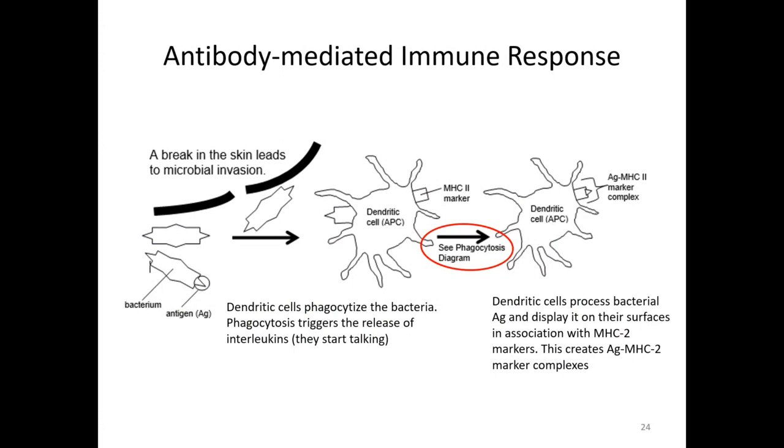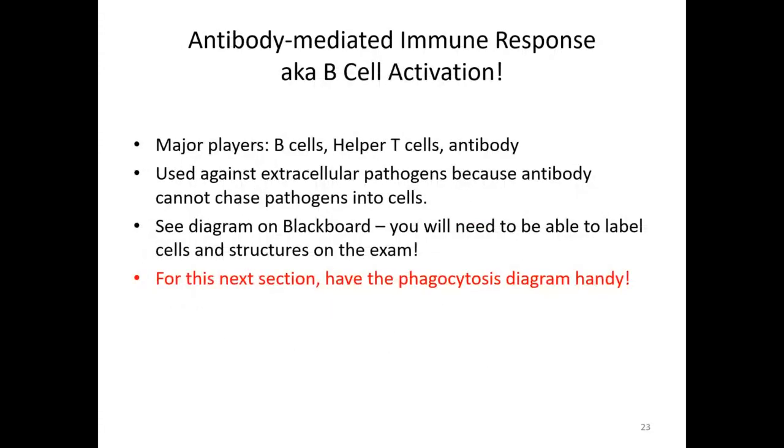With this video, we're going to go still image by still image to make sure you understand what you're looking at on these handouts. The big idea is the antibody-mediated immune response, but we also call that B cell activation. B cell activation is normally what I'm going to call it, because the goal of this process is to activate our B cells so we can eventually make plasma cells and make some antibodies.